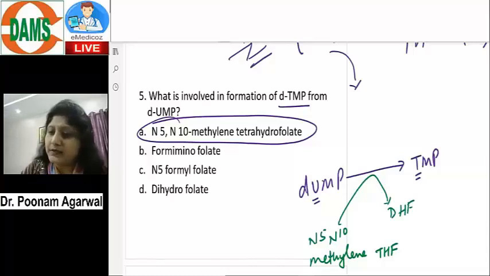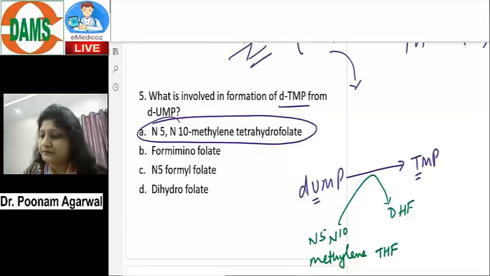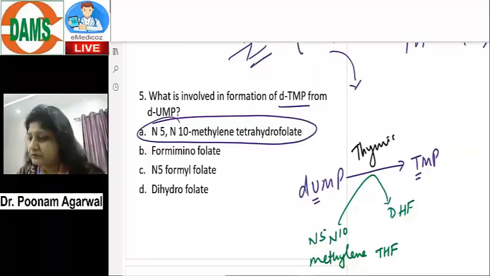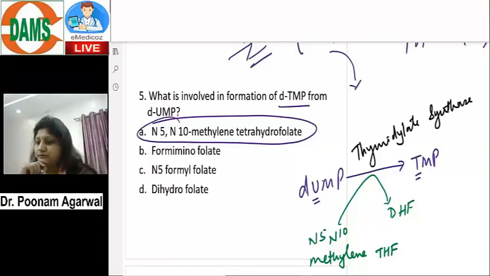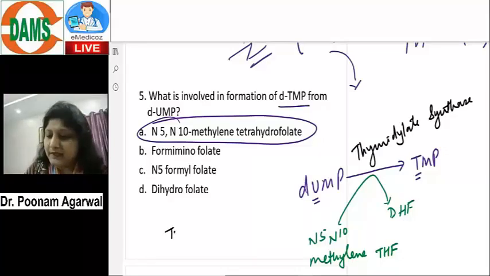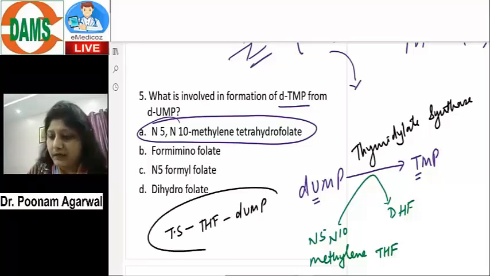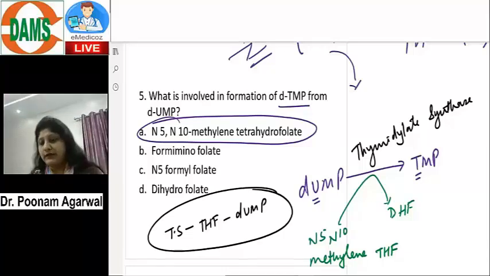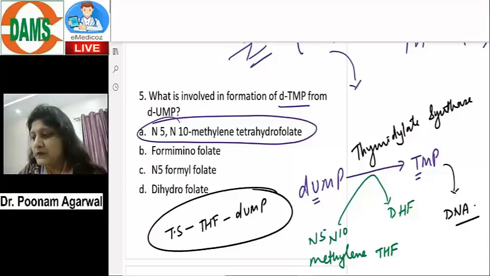This reaction is catalyzed by one important enzyme called thymidylate synthase. So this thymidylate synthase, N5N10 methylene tetrahydrofolic acid, and deoxy-UMP make a ternary complex. And only after that can this reaction take place and TMP be formed. This TMP is an important component nucleotide for the DNA. So once the TMP is formed, you can expect DNA formation.